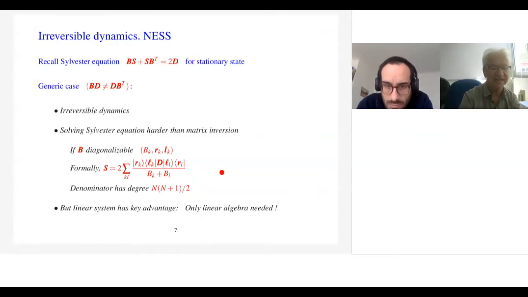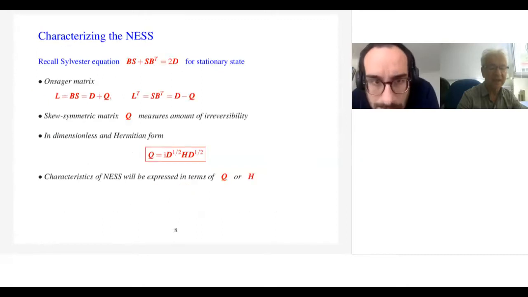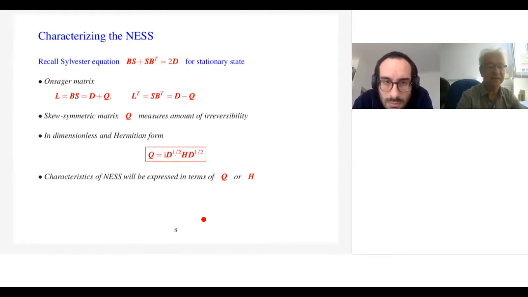But you still have a linear system, so you still have the advantage that only linear algebra is needed, if you assume that you can solve this. Okay, so let me go on with the characterization of this non-equilibrium stationary state, and this will be the heart of the work and the heart of the talk. I start with very basic definitions, and then I will work out several characteristics of this non-equilibrium steady state.